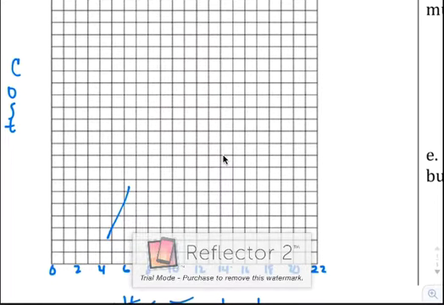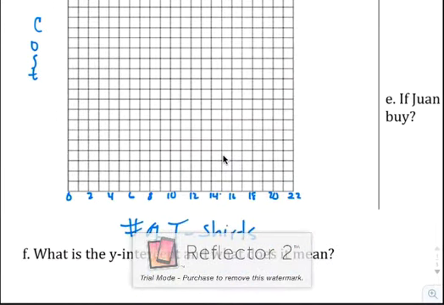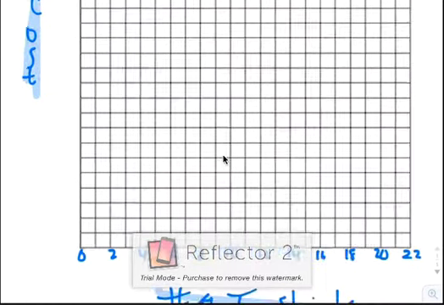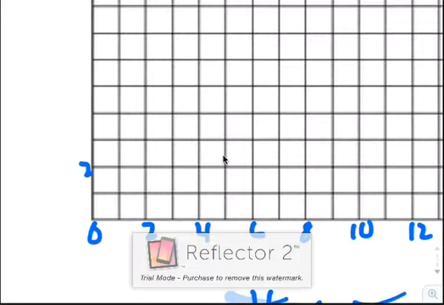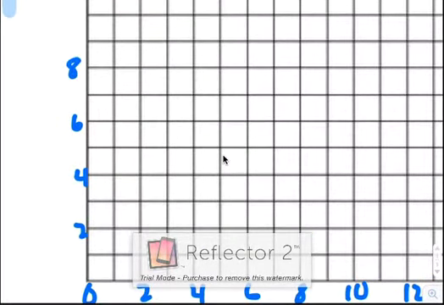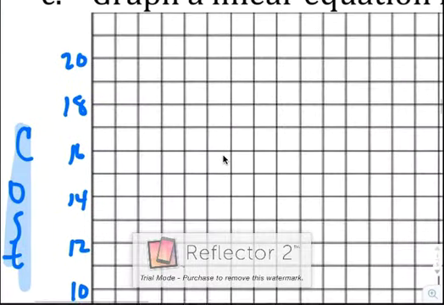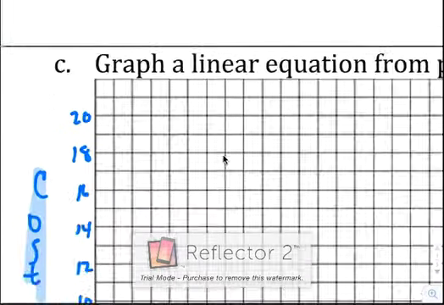Cost is, make sure tomorrow you label this. Okay, that you label what X and Y represents. $2, $4, $6, $8, 10, 12, 14, 16, 18, 20. Okay.